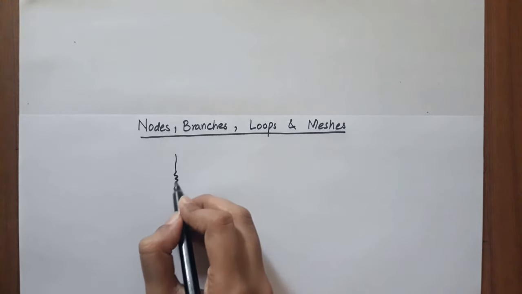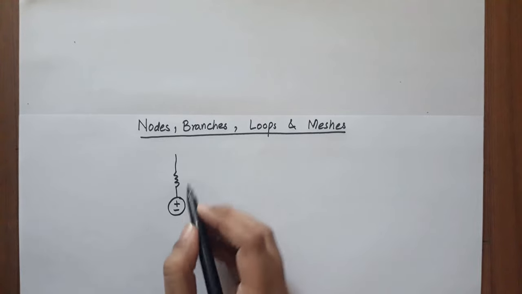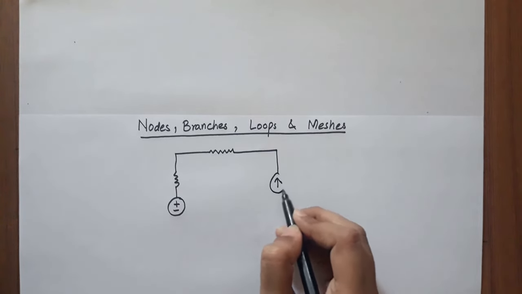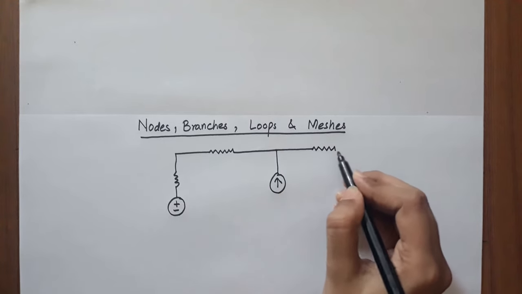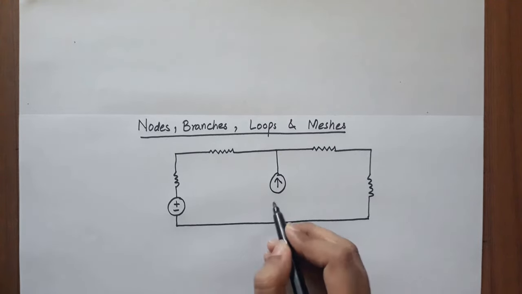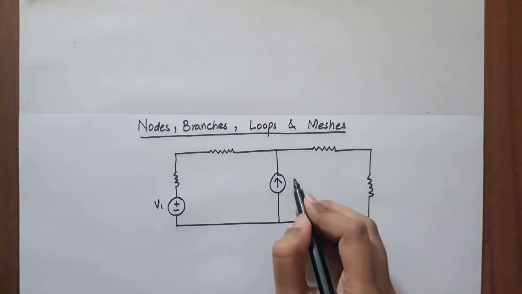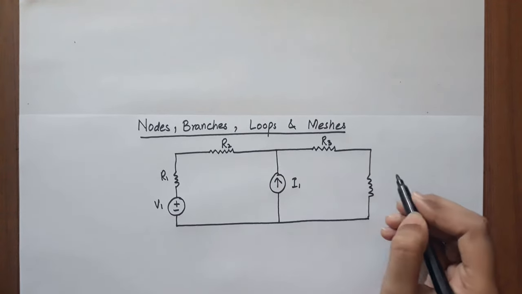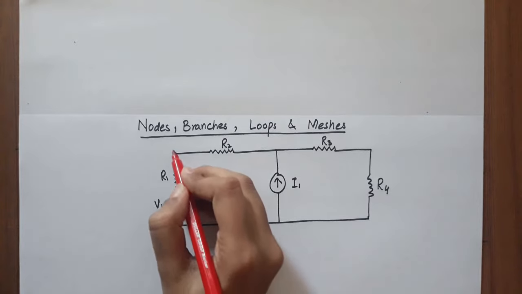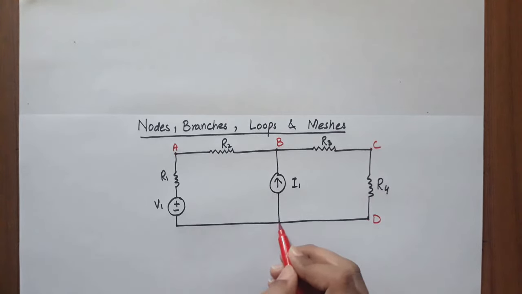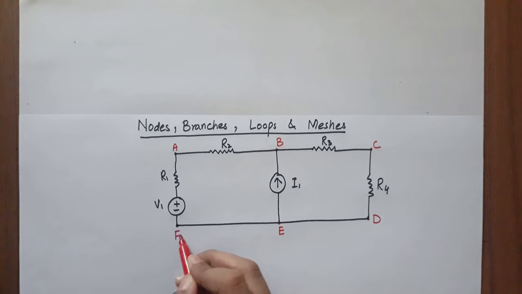First of all, we draw a circuit: a resistor, a voltage source, another resistor and a current source. These all are the elements of this circuit. Another resistor and then close the circuit. So we have six elements in this circuit: V1, I1, R1, R2, R3 and R4. Now A is a connection point between R1, R2. Similarly B, C, these all are the connection points between the elements, and G is connecting R1, V1.